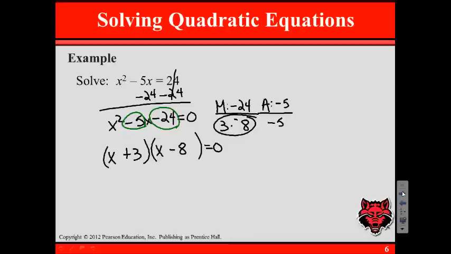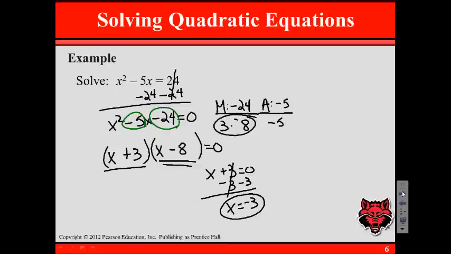Using the zero factor property, we can now set each individual factor equal to 0 and solve those two equations. We start with x plus 3 equals 0. We subtract 3 from each side, and the result is x equals negative 3. That's one solution. When we set the second factor equal to 0, we have x minus 8 equals 0. We add 8 to both sides. The 8's cancel on the left, and the result is x equals 8. So we have two solutions, x equals negative 3 and x equals positive 8.